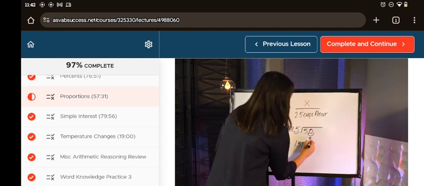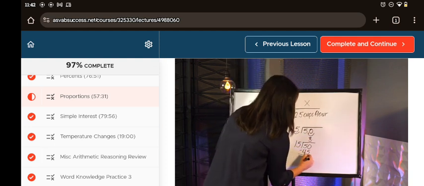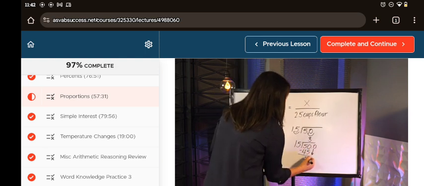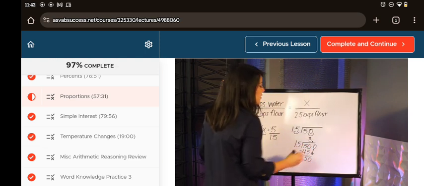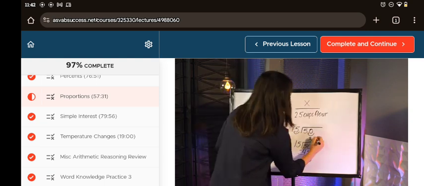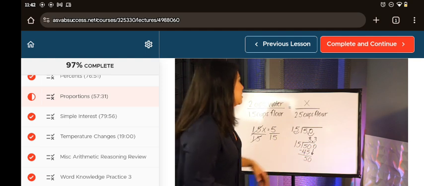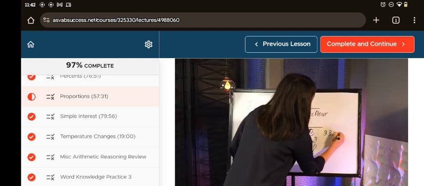15 goes into 50 3 times. 15 times 3 is 45. 50 minus 45 is 5. Now we can go ahead and annex a 0 and bring it down. Remember, we would add the decimal up here as well because we added a decimal on the bottom. 15 goes into 50 again 3 times. You'll notice that this is a repeating one, so we're not going to keep going and making this more complicated. We're going to leave it here. So we know that she's going to need approximately 3.3 cups of water.